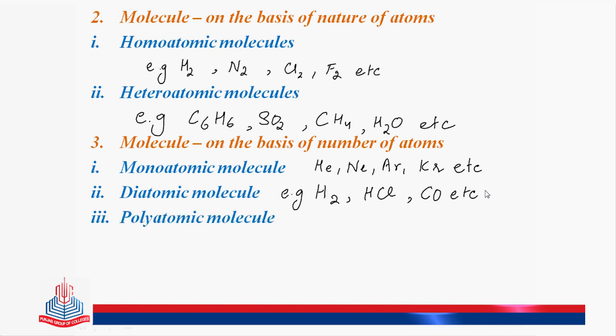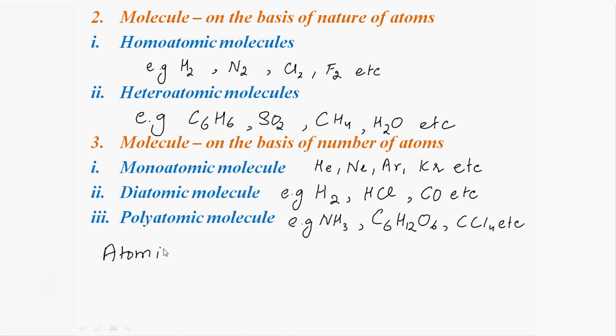Now, if a molecule consists of more than two atoms, it will be called a polyatomic molecule. For example, ammonia gas. C6H12O6. Glucose is an example of a polyatomic molecule having 6 carbon atoms, 12 hydrogen atoms and 6 oxygen atoms. Carbon tetrachloride, CCl4. It is also an example of a polyatomic molecule. So on the basis of the number of atoms present in a molecule, we can define atomicity. What is atomicity? Atomicity is the number of atoms present in a molecule.